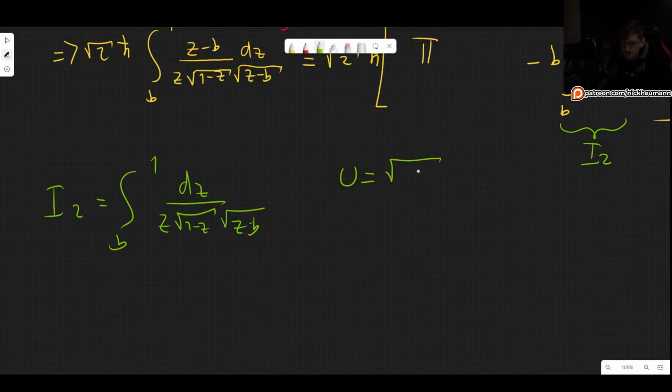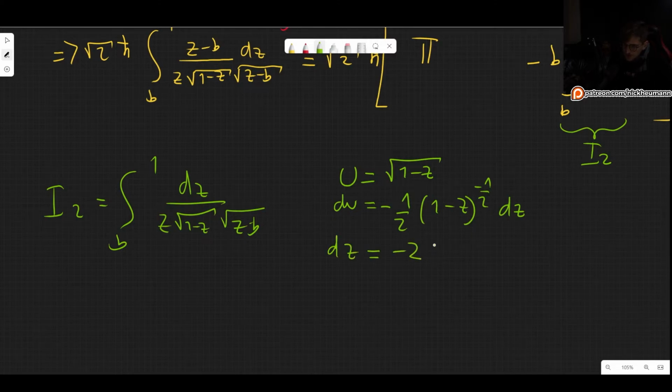I will do the same as before. So u is going to be the square root of 1 minus z, and thus du will be 1/2 times (1 minus z) to the minus 1/2 times dz, with a minus sign because of the chain rule when we differentiate the inside part of this function. So from here, dz is minus 2 times (1 minus z) to the 1/2 du. So let's plug it in. Don't bother with the limits of integration. We will do a lot of substitutions again, so I'm just going to undo every single substitution at the end. So yeah, just don't bother.